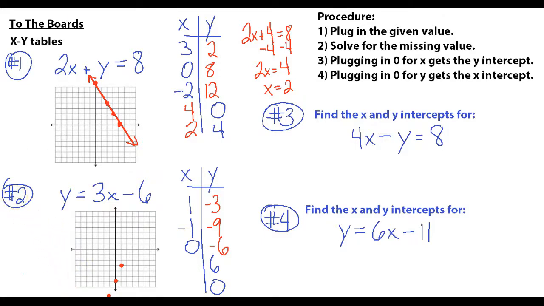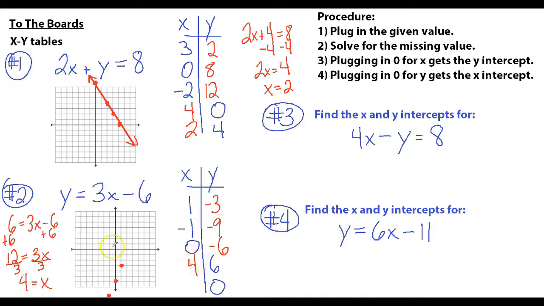Next one. We're going to plug 6 in for y. Now, 6 in for y, that's over here. 6 equals 3x minus 6. Now, we've got to solve for x. So I'm going to add 6 to both sides. I get 12 equals 3x. I got to get x by itself, so I'm going to divide by 3. And I find out that 4 equals x.